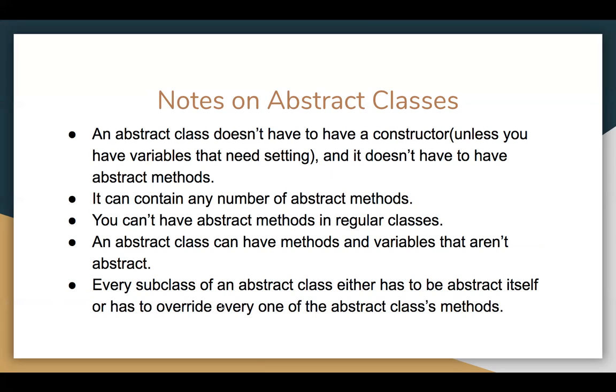Every subclass of an abstract class either has to be abstract itself or has to override every one of the abstract class's methods. So if the subclass of an abstract class is abstract itself, then you don't have to implement anything from the abstract superclass. It's only when the subclass is a regular class that you have to override the abstract class's methods.